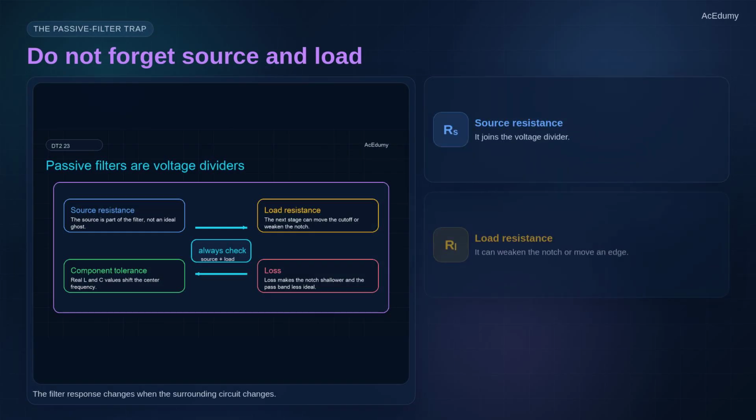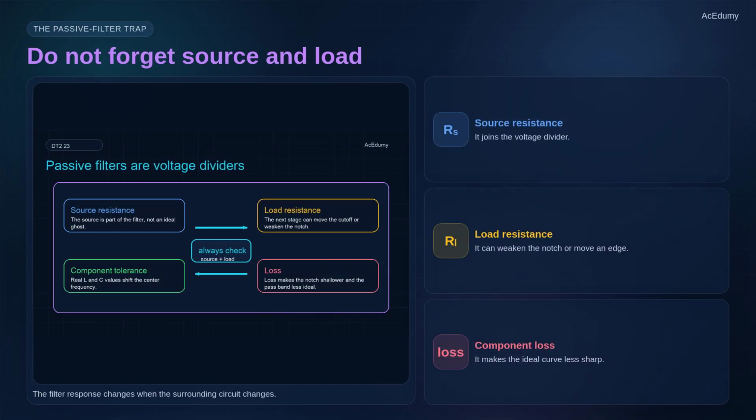The biggest passive filter trap is forgetting the source and the load. A filter is not floating in space. It is a voltage divider connected between stages. A load can move the cutoff, reduce the notch depth, or change the effective Q. Component tolerance shifts the center frequency as well.